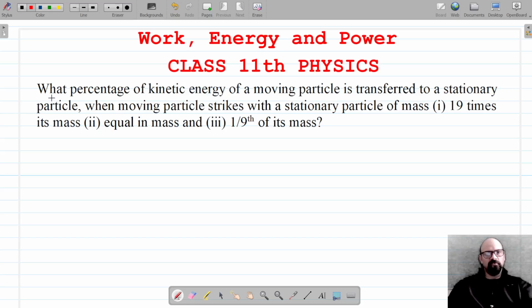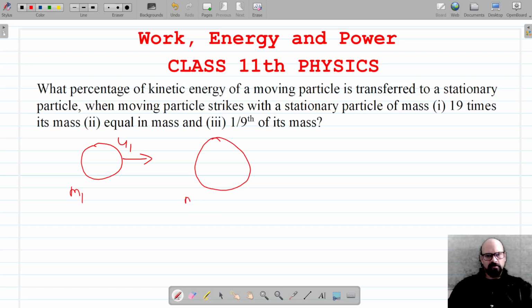For the next question, it says: what percentage of kinetic energy of a moving particle is transferred to a stationary particle when the moving particle strikes a stationary particle of mass 19 times its mass. So let's say this is body A with mass m1 and initial velocity u1. It strikes the stationary particle, whose mass is 19 times the mass of the first body, and this is stationary, so its velocity is zero.